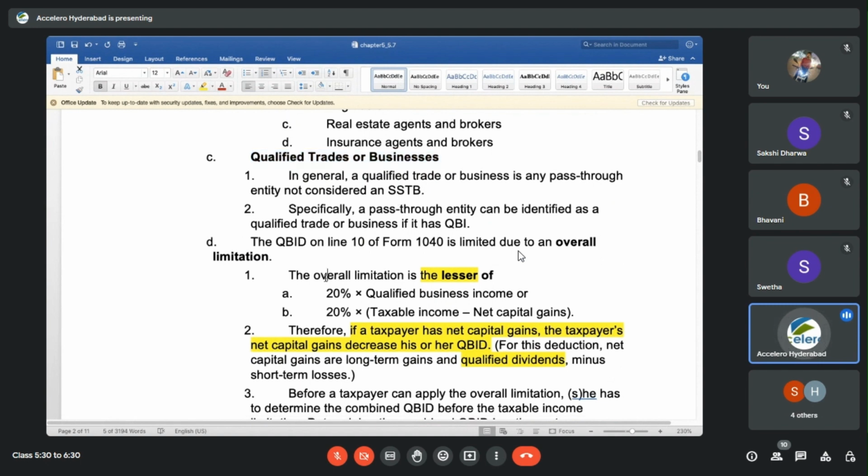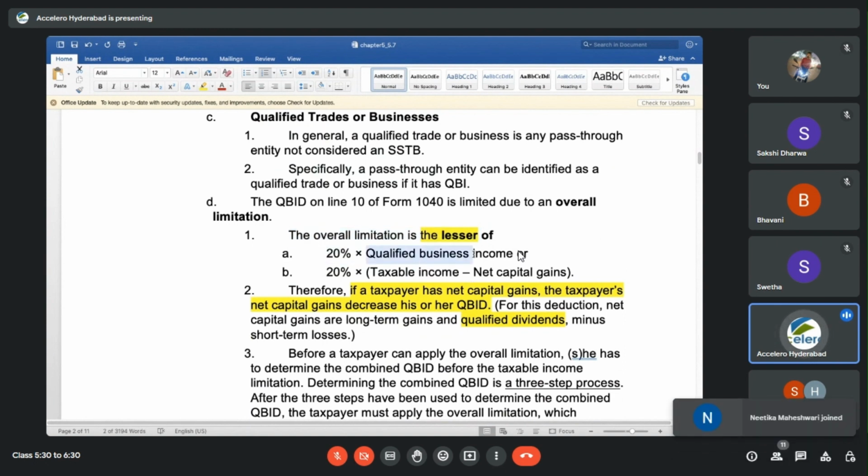But there is a rule here that we have to see, that overall limitation is the lesser of 20% times qualified business income. This is typically the K1 income or pass-through. And they're saying it has to be lesser of. You take 20% of taxable income minus net capital gains. So we'll have to see if the taxpayer has net capital gain; the taxpayer's net capital gains decrease his or her QBID.